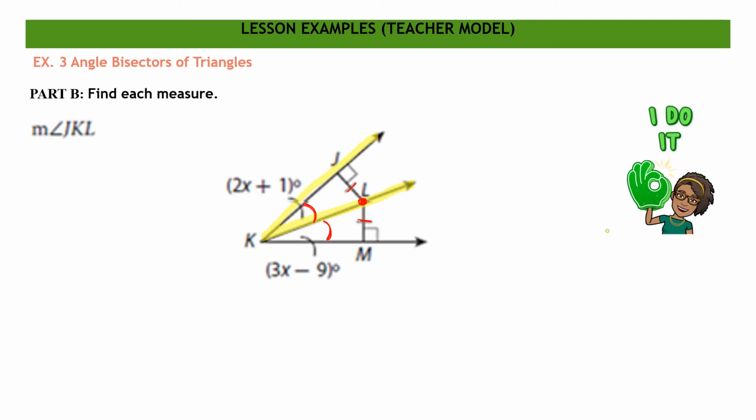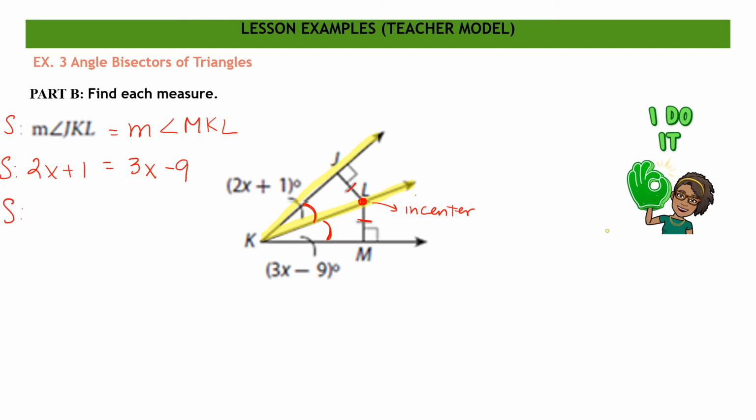Because they're equally distant from the two rays, I know that the measure of angle JKL is equal to the measure of angle MKL. And that would tell me that L would be considered my incenter. So now that I have my setup, I can substitute the values. 2x plus 1 is JKL, and 3x minus 9 is the measure of angle MKL.